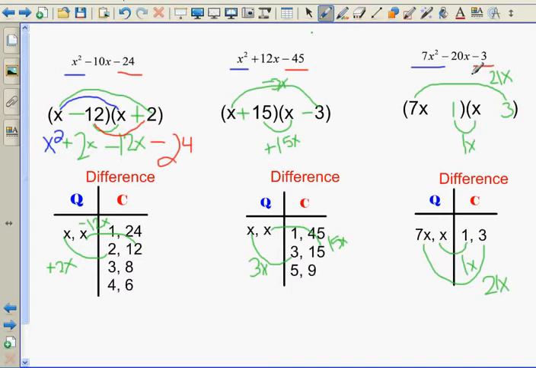Okay, so we needed a negative 20. So I need this guy to be negative and this guy to be positive, which means I need the 3 to be negative and I need the 1 to be positive.